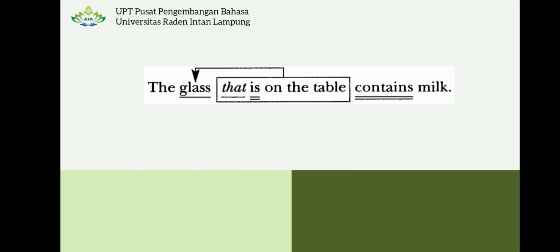In this kind of sentence, it can be seen that the connector is mentioned before the first clause ends. It is because the second clause is used to explain the subject of the first clause, that is the glass. Seperti halnya penggunaan adjective clause lainnya, klausa kali ini juga digunakan untuk menjelaskan sebuah noun, dan klausa tersebut juga terletak setelah kata noun yang dijelaskan.